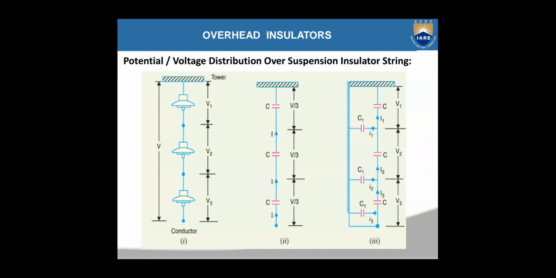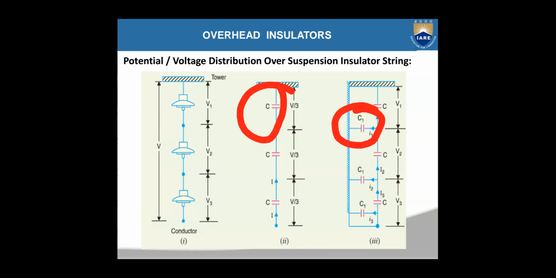When the current flowing through each disk is not the same, the voltage across each disk is also not the same. Generally, this capacitance is called the self capacitance, and this capacitance is called the shunt capacitance. The shunt capacitance is between a metal link and ground, and ground is nothing but the tower.